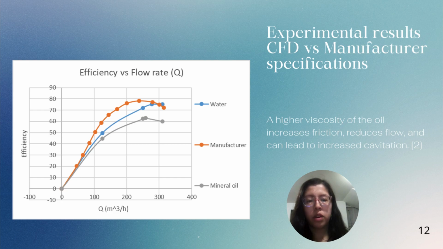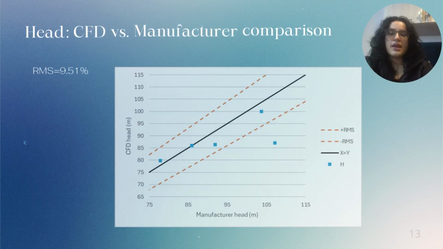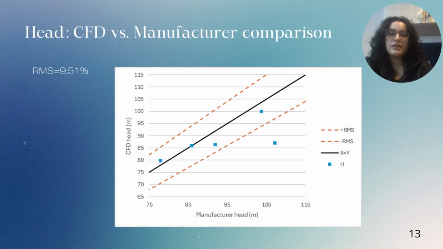However, due to the lower Reynolds number caused by the higher viscosity of oil, it faces greater difficulty in flowing, resulting in lower efficiency. Additionally, it is noted that the efficiency curve provided by the manufacturer demonstrates the highest efficiency. In this figure, we have the head obtained by the CFD simulation versus the one obtained by the manufacturer. There you can see a range in which the information obtained by both sources is located.